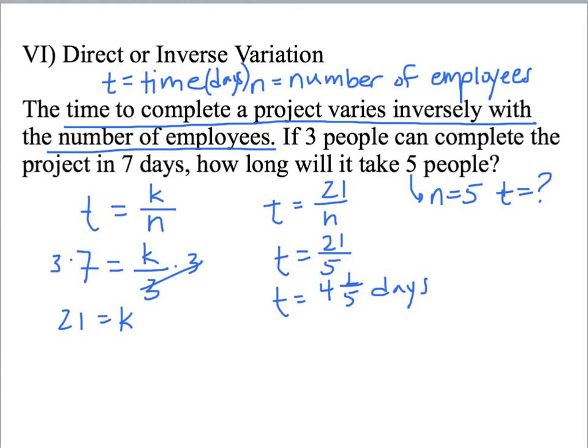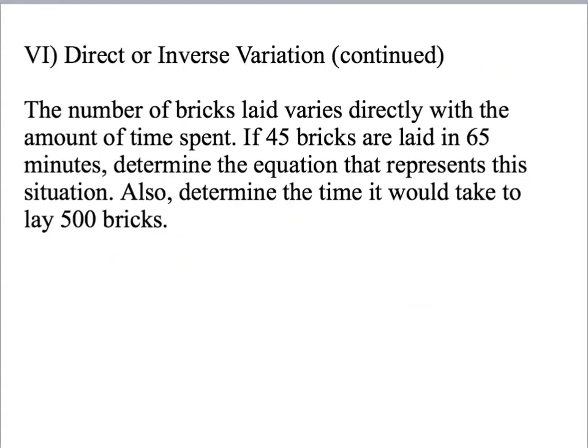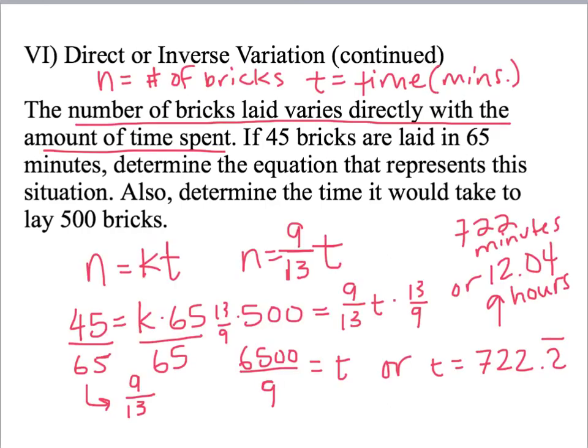All right, last one. I bet you can guess what it is. Yes, that's right. It's a direct variation problem. Read it, pause it, try it. I'm going to write it out in a moment, and then I'll go over it for you. Okay, here it comes. Ta-da! Okay, the number of bricks laid varies directly with the amount of time spent. Well, that makes sense. The more time you spend laying bricks, the more bricks get laid.